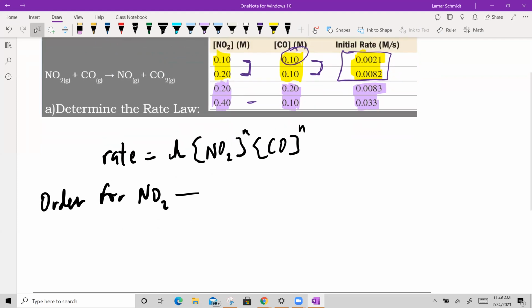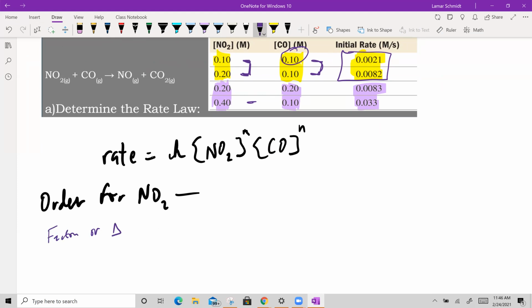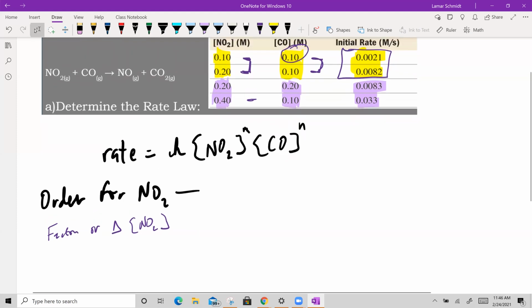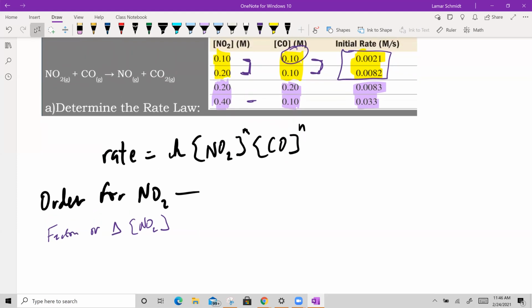So what you want to first do is determine by what factor is the change of concentration. Factor of change, that's what that triangle means, in concentration of NO2. And so you're going to take your higher value. Ideally, this would have experiment numbers, but they don't. So my higher value is 0.20 molar, and I'm going to divide that by 0.10 molar. And what you should see is that you get 2. So the concentration changes by a factor of 2.